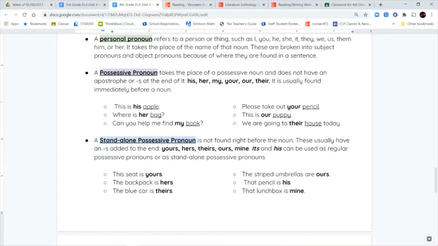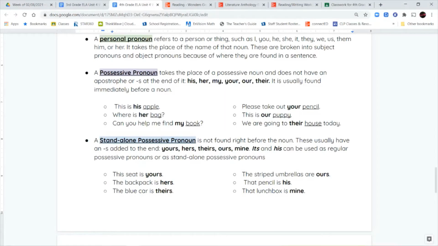They don't change their form. You just, from your context clues in the sentence, you're able to figure out, is it a possessive pronoun? Does a noun come immediately after it? Or is it a standalone possessive pronoun? There's no noun immediately after it. So some example sentences can be, this seat is yours, right? There's no noun that comes after it. We know what we're talking about. We're talking about the seat.